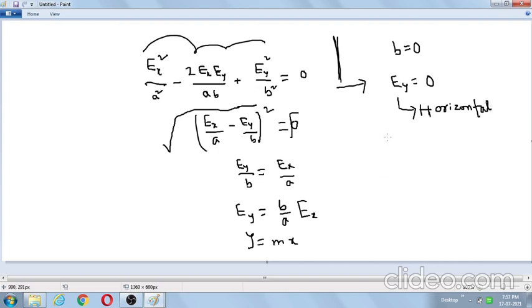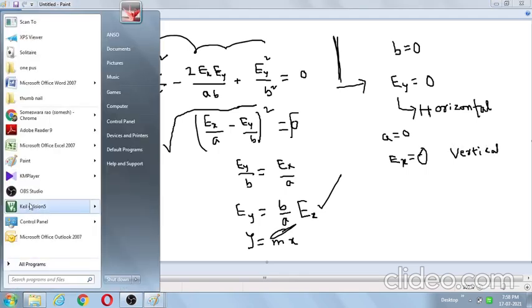Suppose if A is equal to 0, what happened? In this case, B by A is equal to infinite. That means simply Ex is equal to Ey by infinite, and anything by infinite is equal to 0. Just substitute the values in this equation. B is some magnitude, A is equal to 0, anything by 0 is infinite. So Ey by infinite is equal to Ex. So obviously Ex is equal to 0. That means there is no electric field in the X component. Obviously it is called vertical polarization. Only the Y component exists.